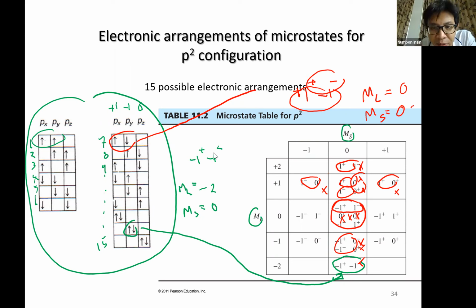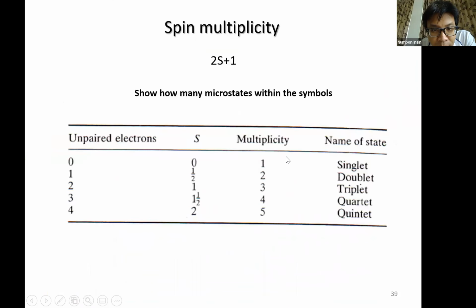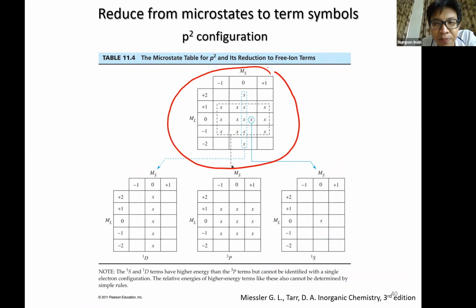Since we don't care about the term symbol, the symbol of the microstate, anymore, we're going to collapse them into this image. We just count how many microstates are in each box. Okay, so this is what we're going to do later.